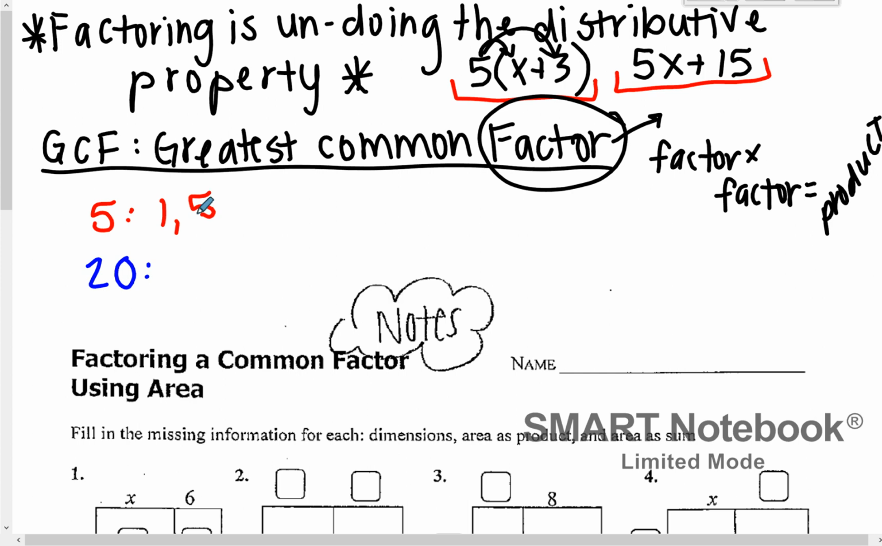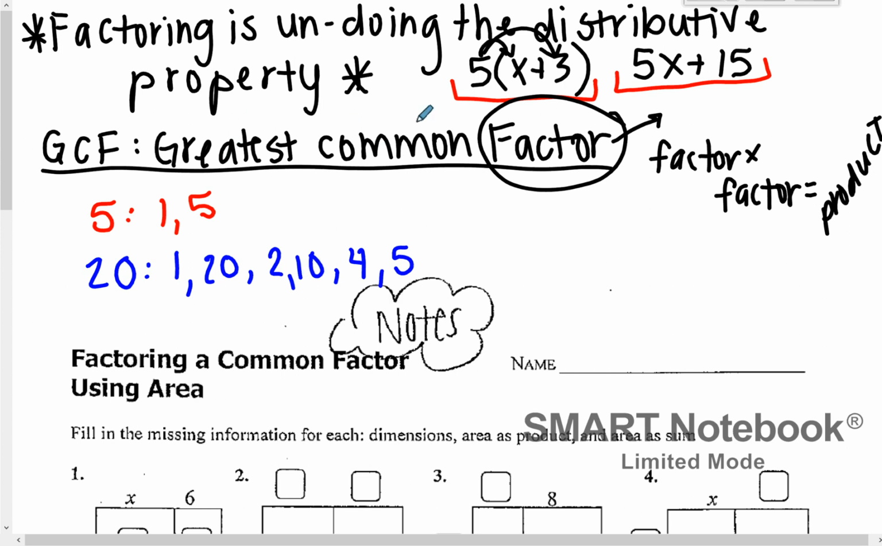Okay, factors of 20. There's many different numbers. Let's just start with 1. Okay, and 1 times what is 20? What's 20? Okay, 2. 20 can be divided by 2, and 2 times 10 is 20. 3 can't go into it, 4 can, and it's 4 times 5. Okay, and those are all of our factors of 20. There are no other two numbers that multiply together to be 20.